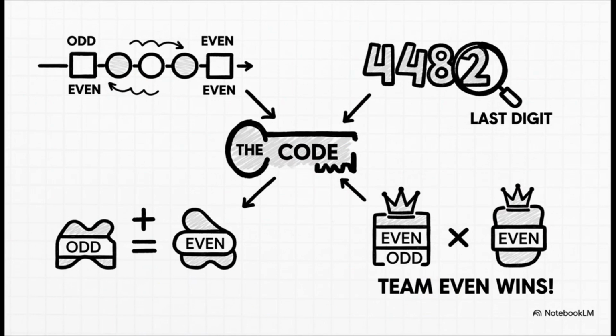So here it is, the whole code in a nutshell. Every integer has one identity. It can't be both. They switch back and forth perfectly down the number line. That last digit is your ultimate shortcut. Adding 2 from the same team always gets you an even number. And remember, in multiplication, team even always wins. These are the core patterns that just run through our entire number system.